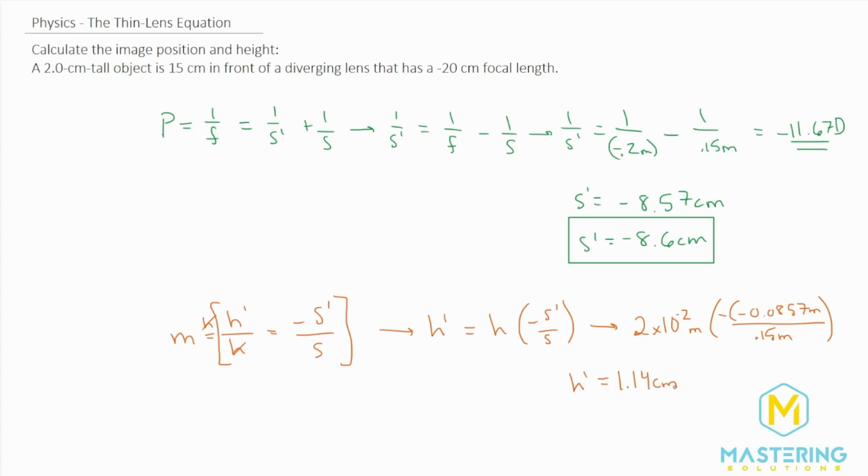Now that was a positive value, so that means that we have a virtual image that is upright, and it is virtual because it's on the same side as the object. That's what the negative indicates here. If it was real, this would be positive, meaning it's on the opposite side as the object. If the height was negative, that would mean it's inverted. So here are our answers: 8.6 centimeters on the same side as the object, and 1.14 centimeters tall, that is upright.